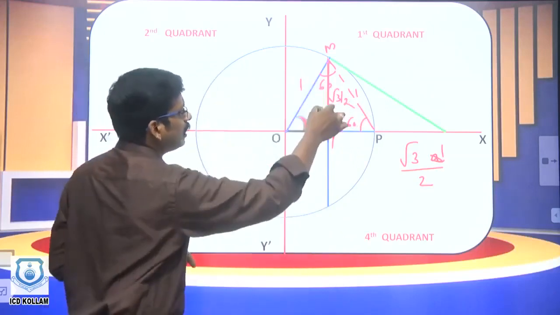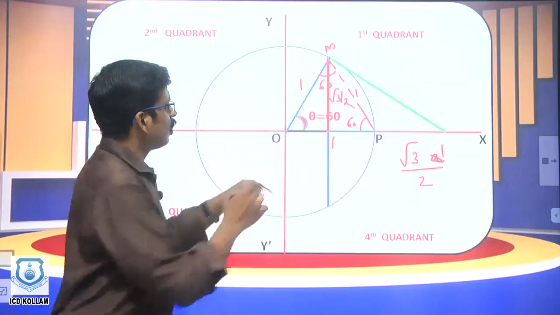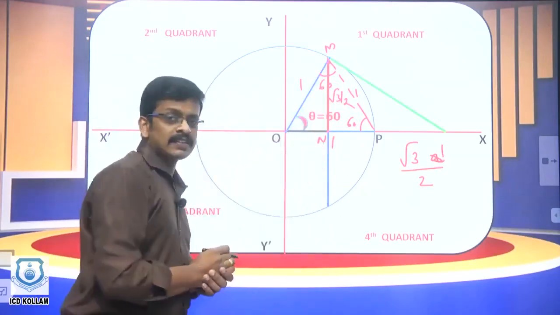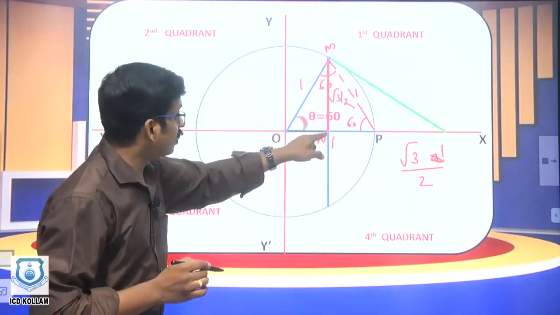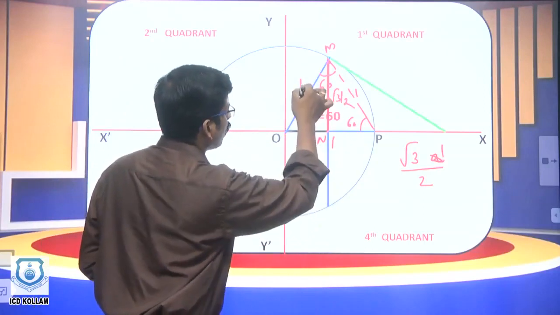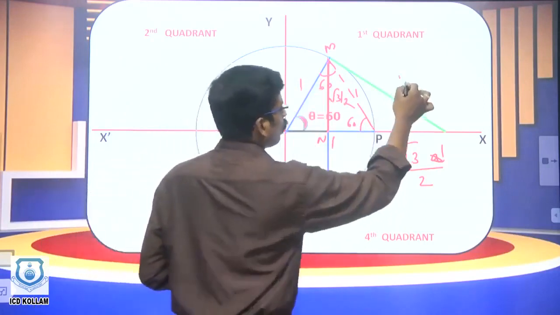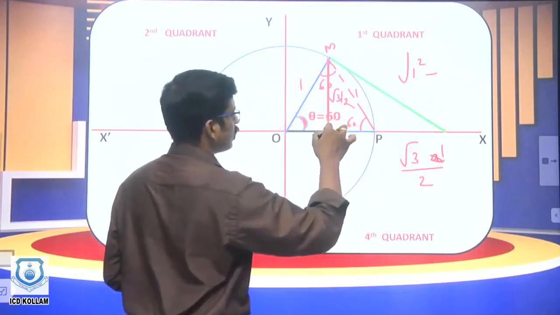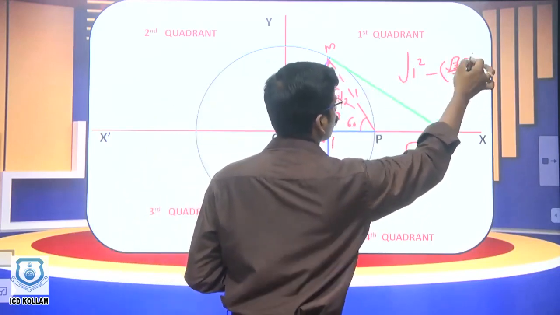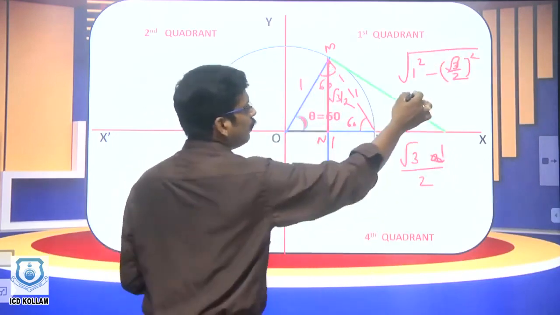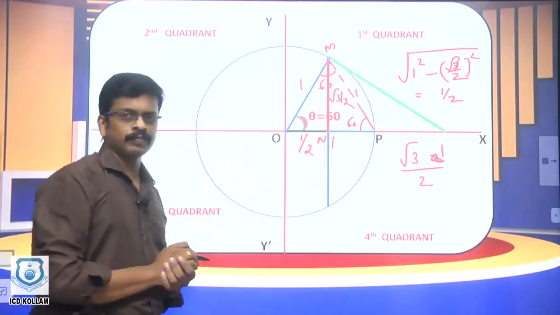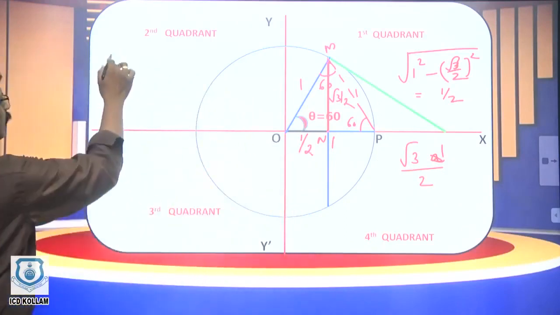Now by using Pythagoras theorem, we can calculate this ON. This is ON, that means the length of cos theta. So we can say this value is the square root of 1 square minus root 3 by 2, the whole square, and on solving we get 1 by 2. So this value is 1 by 2. Now it's very easy to find sin theta.